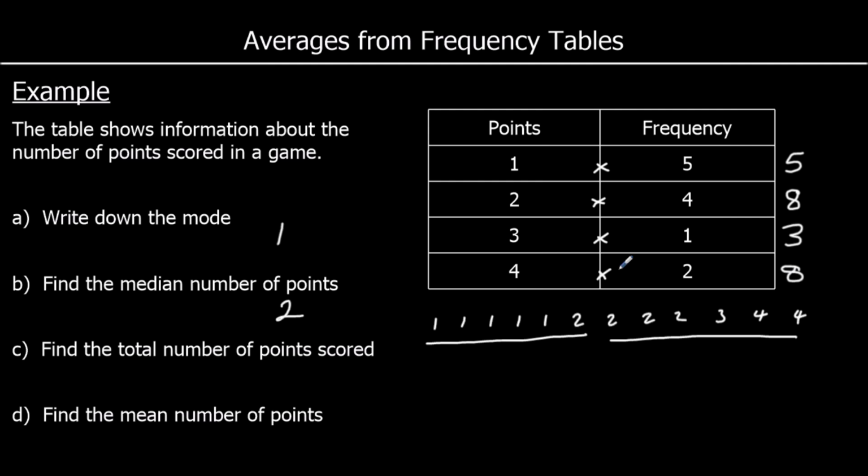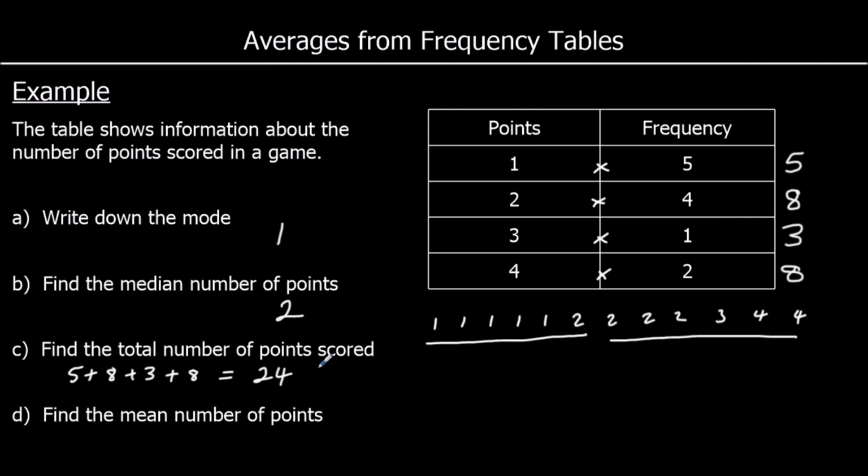So what is the total number of points? 5 plus 8 plus 3 plus 8. So 5 plus 8 is 13. Plus 3 is 16. Plus 8 is 24. So there were 24 points scored in total.